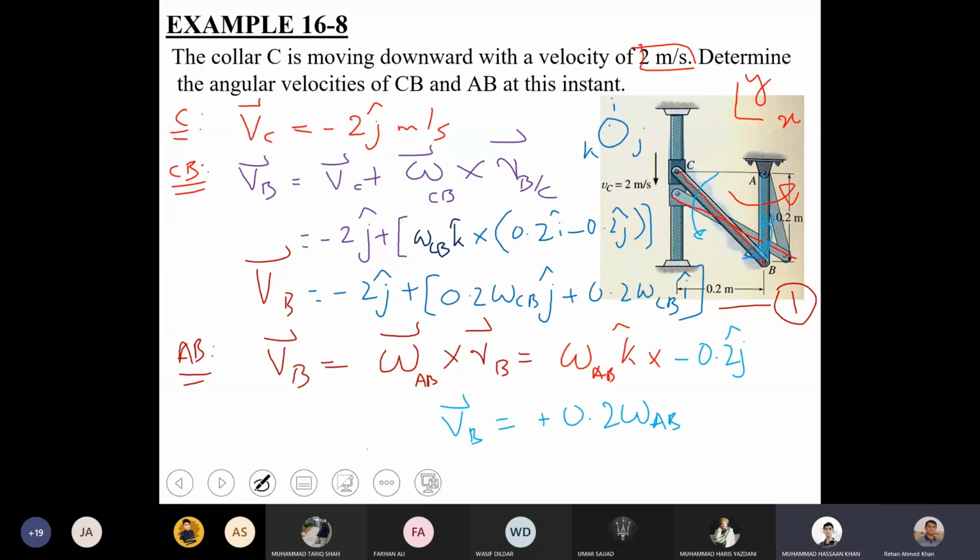Minus I. So this minus minus becomes plus, and you are left with this I. So let me call it my equation number 2. Now, equation 1 and equation 2 both represent the velocity of point B.